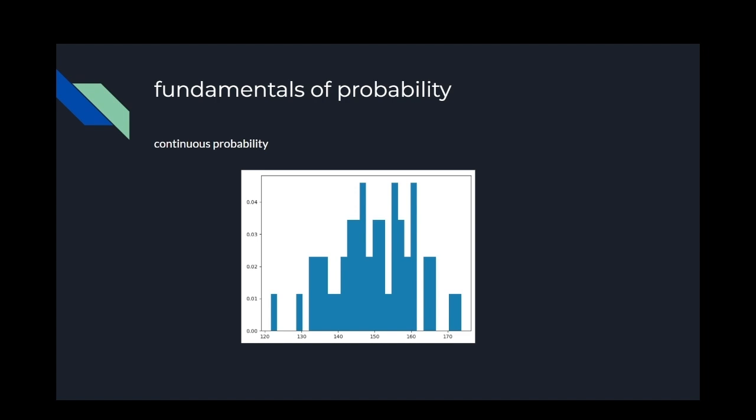The histogram has two or three main parts. We have on the x-axis the measurement, and on the y-axis the probability or the density. And then we have the bars. The bars measure, for a given value or interval, how much density we have.